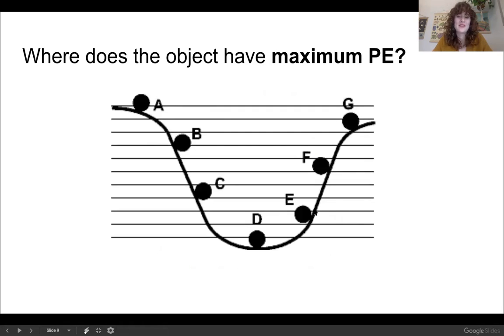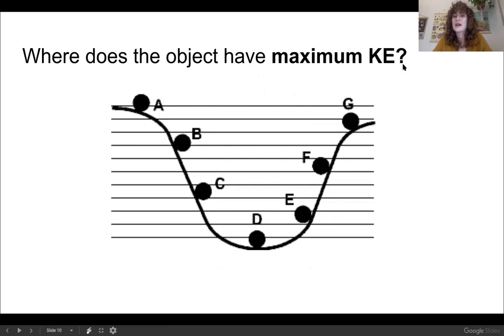Well, let's look at kind of the opposite situation. Let's imagine this is a roller coaster and it's moving from point A to point G. So it's going down a hill and then up another hill. Where would it have its maximum potential energy? So the maximum potential energy would be the highest point. That would be point A, not point G, because A is slightly higher. We can tell because of these horizontal lines.